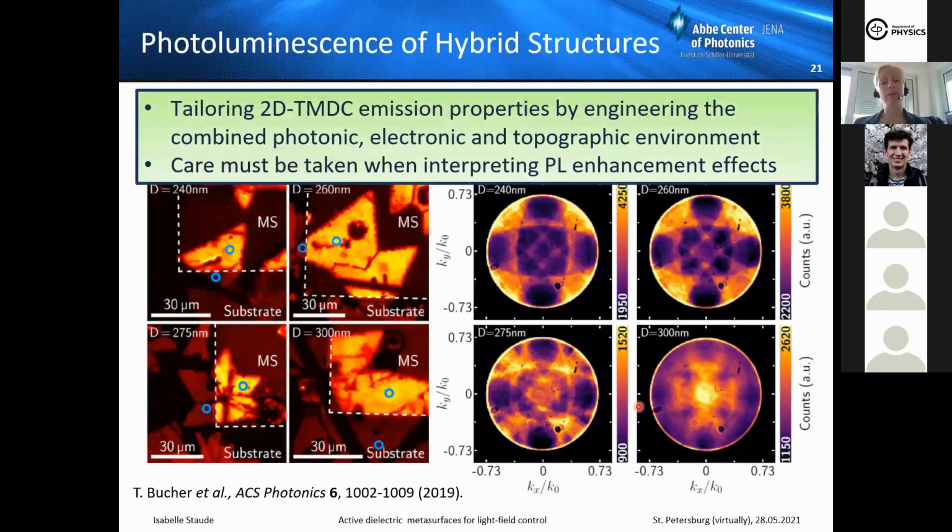So what we learned here was that tailoring 2D TMD emission properties by engineering the combined photonic, electronic, and topographic environment is possible, but we really cannot concentrate only on the photonics. We also have to understand what's happening electronically and in the topography to understand all effects. So care must be taken when interpreting PL enhancement effects here, but we also conclude that the metasurfaces are very efficient in spatially tailoring the emission.